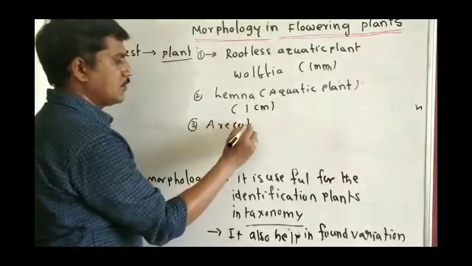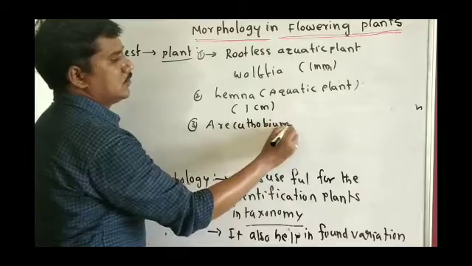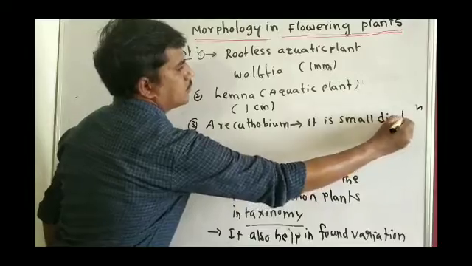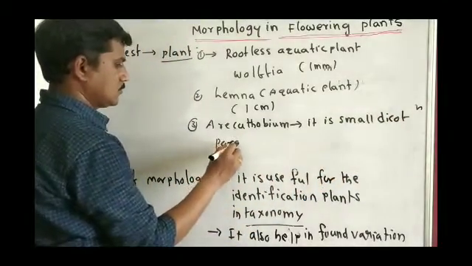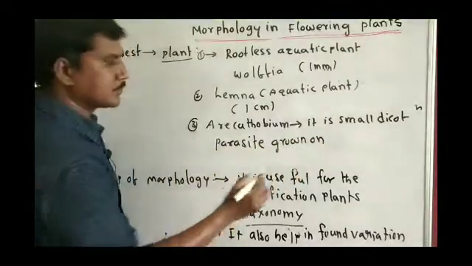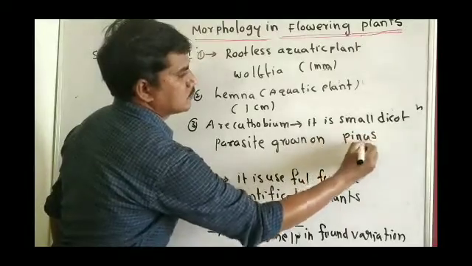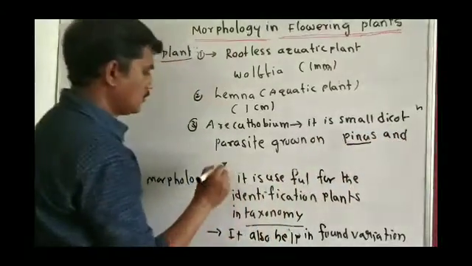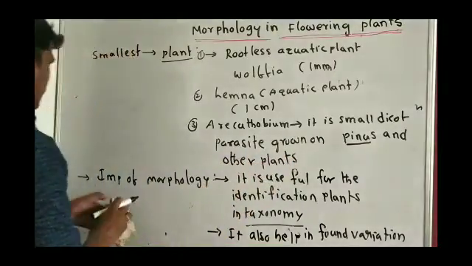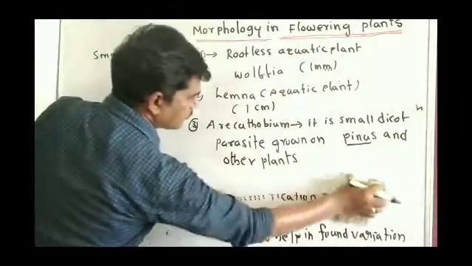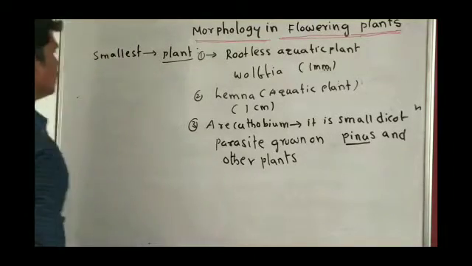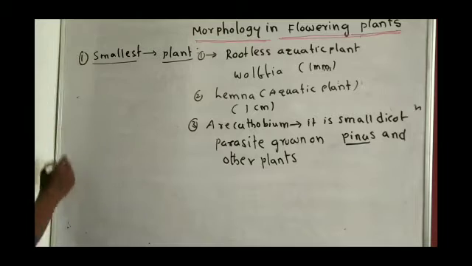Next, very important, the third one, Archithobium. It is a small dicot parasite grown on Pinus and other plants. This is the smallest plant in angiosperms.